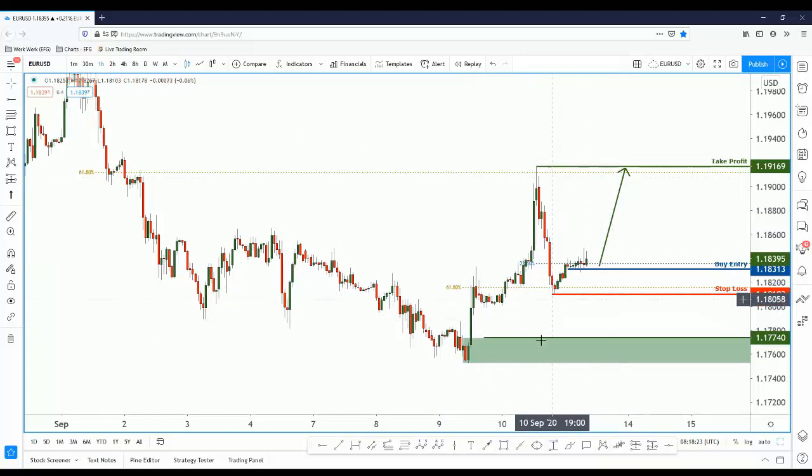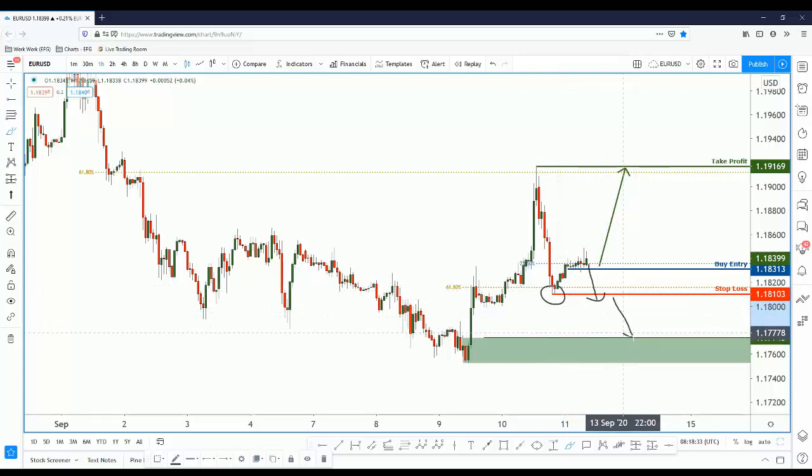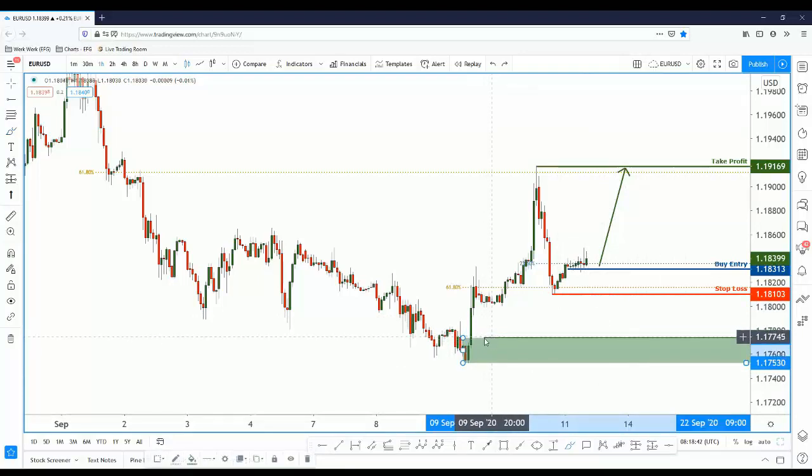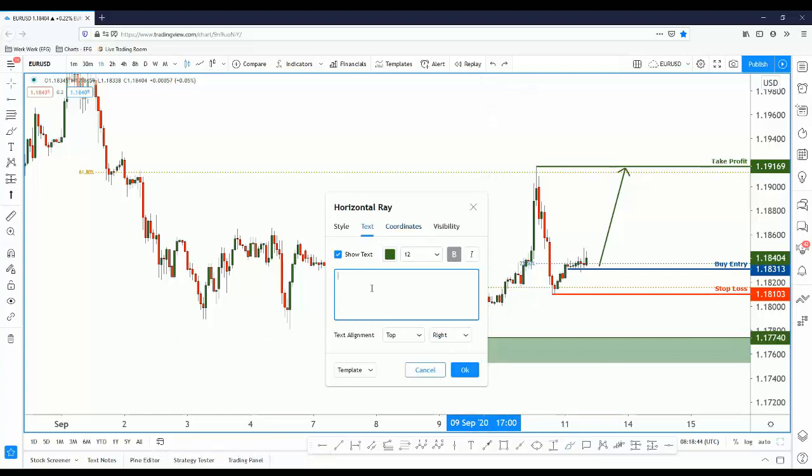Why my stop loss is here is because should price come back down and break below the 61.8, it would then mean that price has broken this recent swing low, and I can immediately go short and play it down to recoup some losses, to the daily support zone. So that's the idea. This is the alternative target, the alternative take profit.